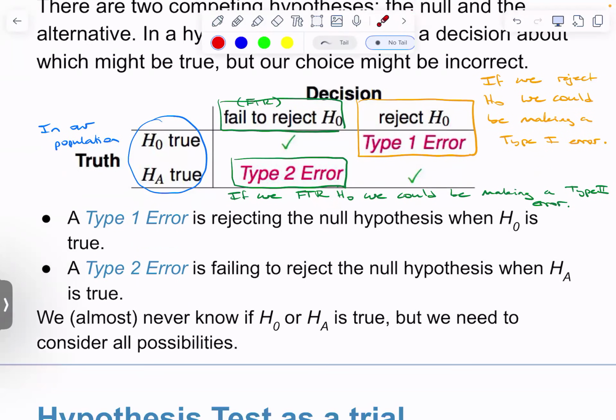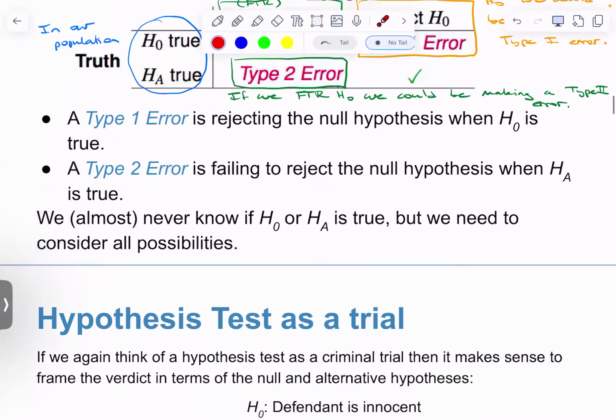So in words, if you don't like the table, a type 1 error is rejecting the null hypothesis when H naught is true. And a type 2 error is failing to reject the null hypothesis when HA is true. I would say never, but she says almost never. There are scenarios where we could know everything about the population, but we almost never know if H naught or HA is true, but we need to consider all these options that, hey, I could be making a mistake.